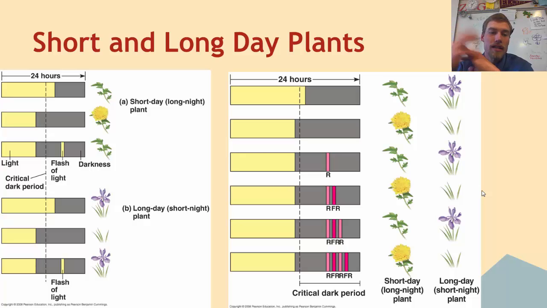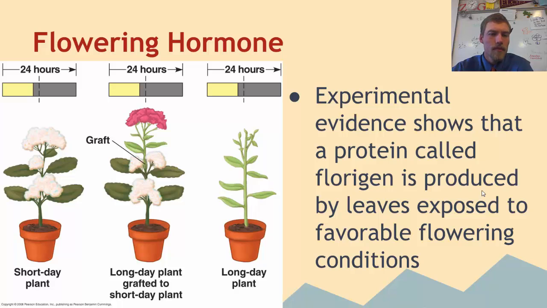And one of the kind of interesting things about this is that it's not actually the daylight that matters. So if you were to turn off the light, make it dark for a moment and then turn it back to being light, you wouldn't actually impact whether or not the flowers would flower or not. It's all about what we call the critical dark period. So basically, is it dark for a long enough period of time or not? It's not actually whether or not there is light, it's the absence of light. So pretty interesting stuff.